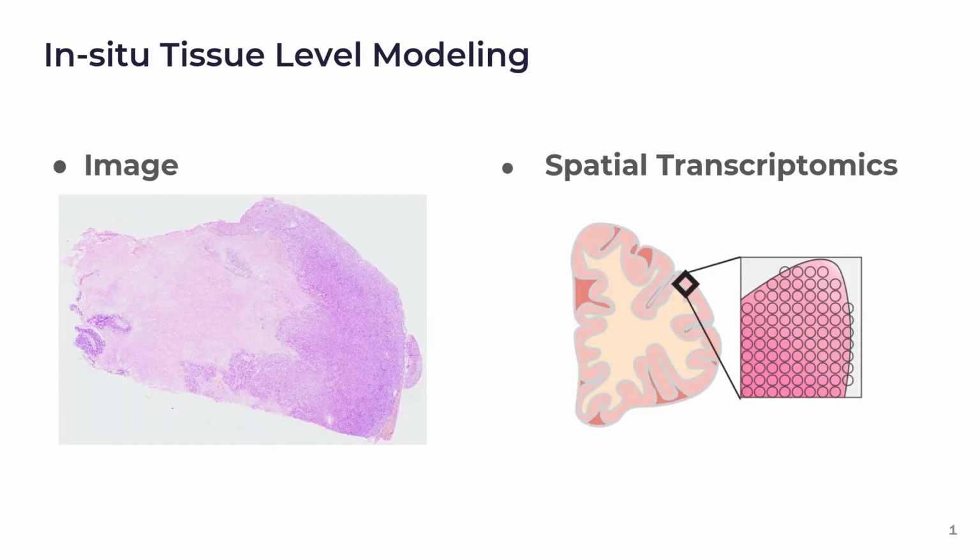Now, let's move on to the tissue scale. To capture the intricacies of tissues in their original shape and structure, we mainly rely on two types of data: pathology images and spatial transcriptomics. Images provide detailed morphological information and are widely used in tasks such as tumor diagnosis, while spatial transcriptomics data enables us to understand the spatial distribution of gene expression across the tissue, providing insights that go beyond morphology.